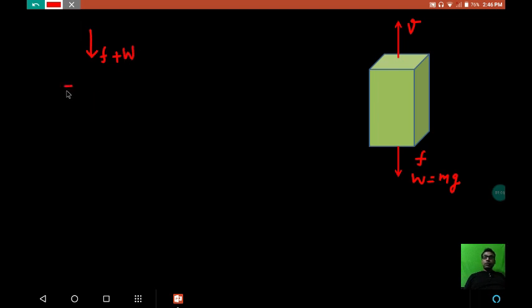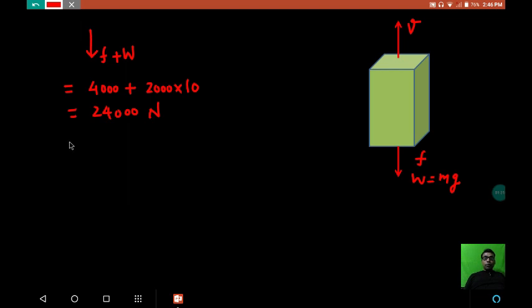So the net force is equal to the frictional force that he has given, 4000, plus the weight, where mass is 2000 into gravity 10. So it comes out to be 24,000 Newton. So this is the total force acting on the elevator downward.